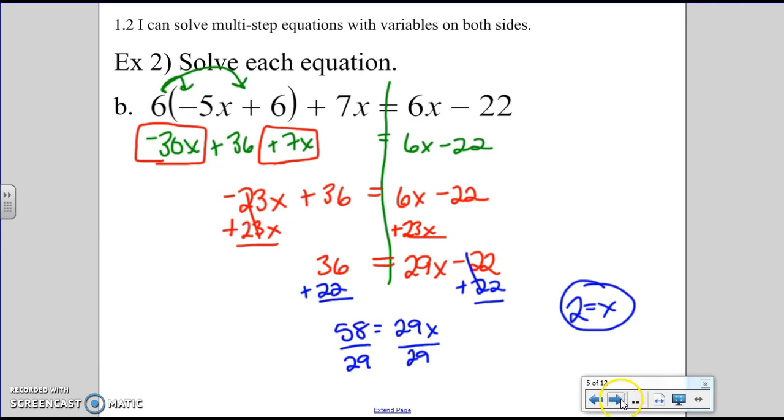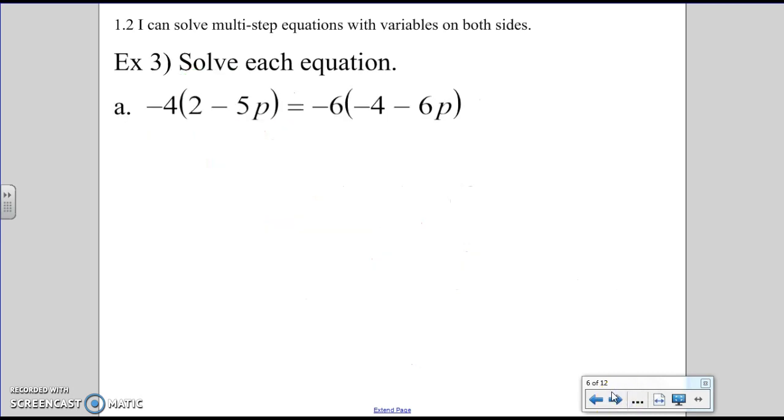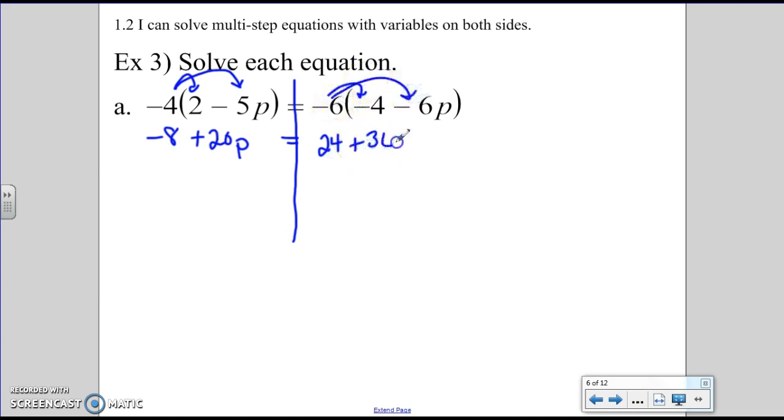All right, example 3 has 2 parts. Only difference here is that sometimes you have to multiply or distribute twice. So our first step is to eliminate all of your parentheses by distributing. So we're going to do negative 4 times 2 is negative 8. Negative 4 times negative 5 is positive 20. On the right side, negative 6 times negative 4 is positive 24. And negative 6 times negative 6 is positive 36. Be really careful with your signs in these because you are multiplying negatives times negatives.